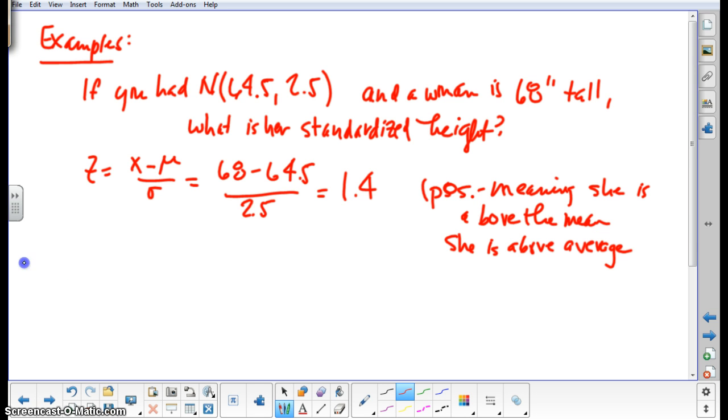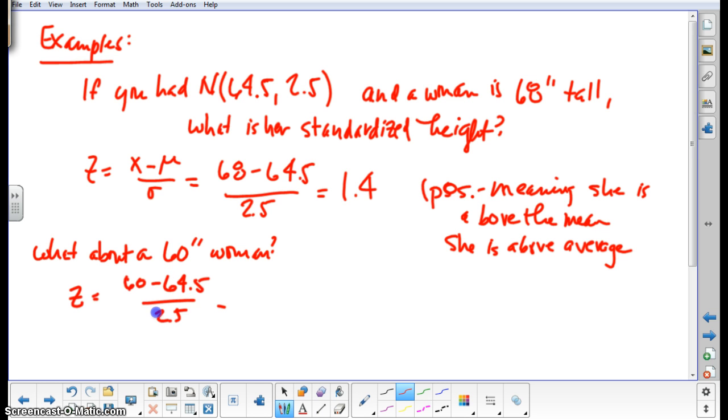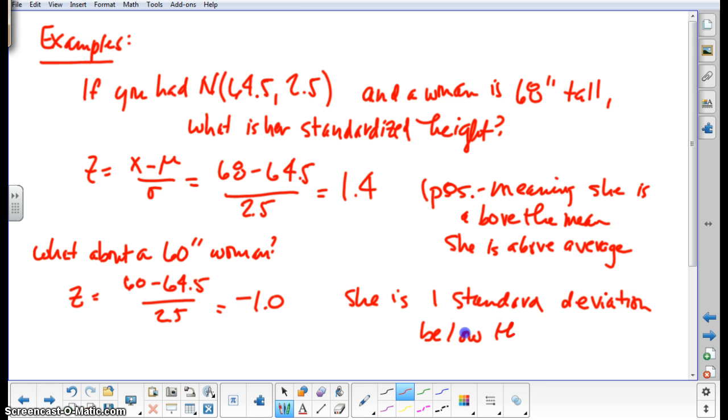All right, what about for a 60-inch woman? So her z-value is 60 minus 64.5 over 2.5, which is a negative 1.0. So she is 1 standard deviation below the mean. So she is below average height.